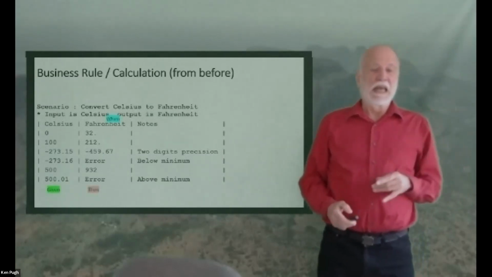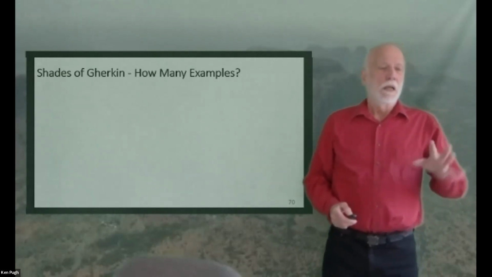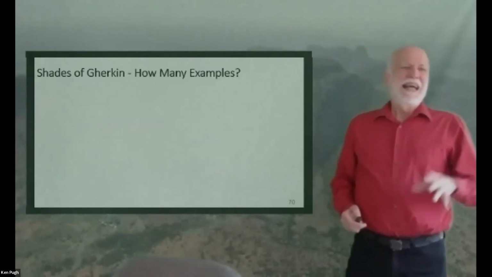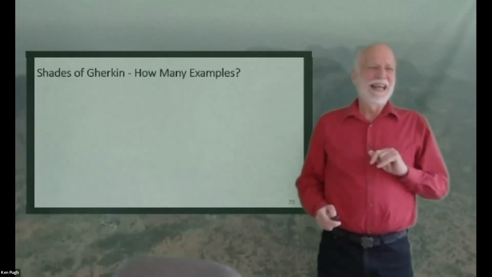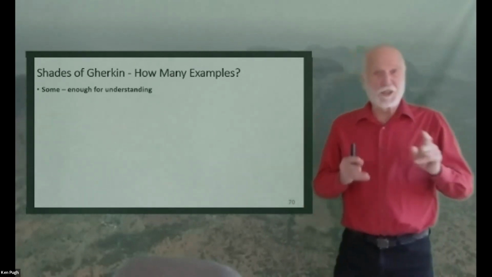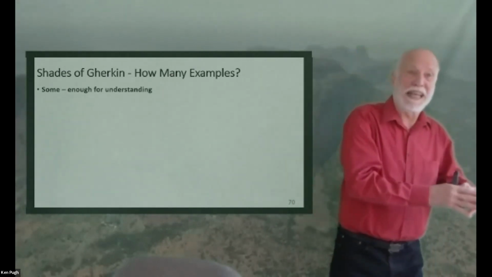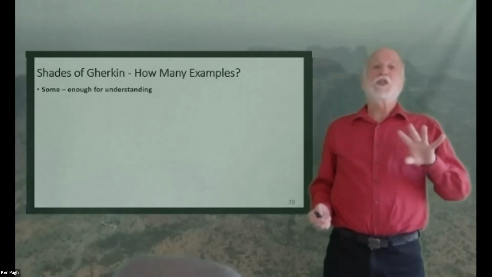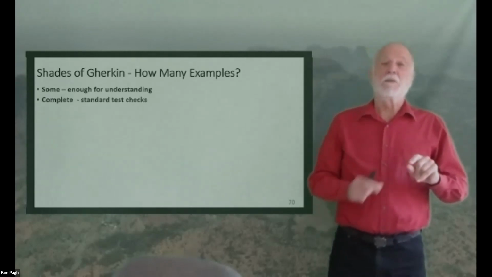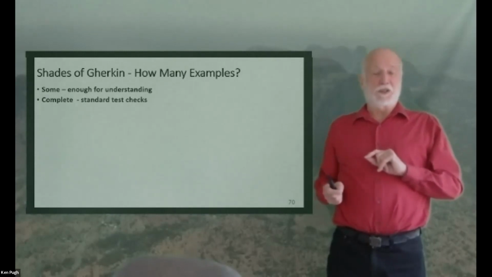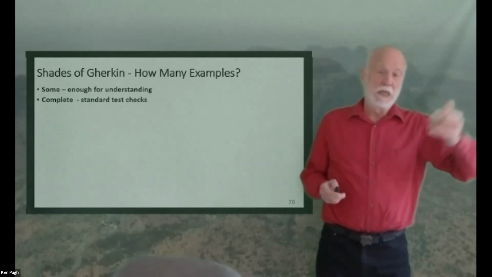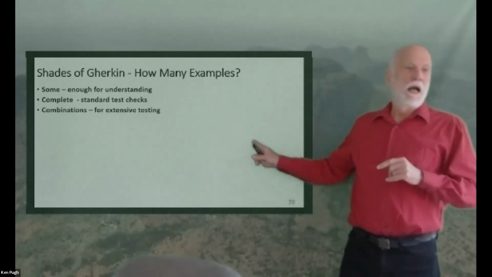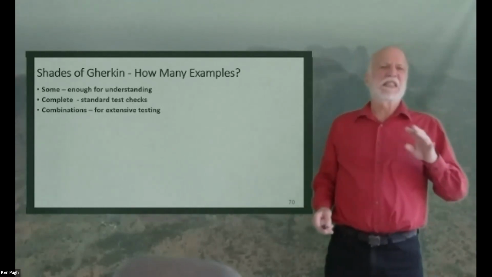Okay, so we have the given, when, then in there. So the question now is, given all this, how many examples do we need? Well, this is where we differentiate between understanding and completeness. You have some, just enough for understanding. A complete set, where we do all the standard test checks, i.e. minimum, maximum, and so forth, bad characters. And then combinations for exhaustive testing.